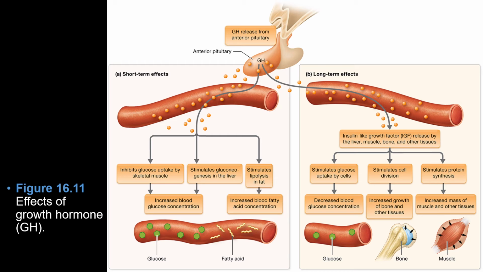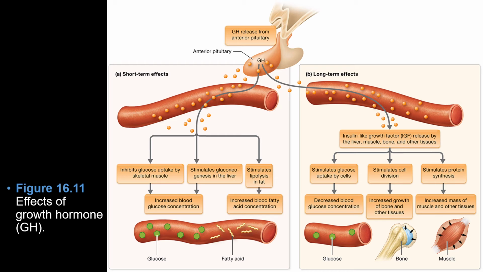And essentially, that's good for creating those raw materials to be used by cells. Now, the long-term effects of growth hormone are not all mediated by growth hormone directly. Instead, growth hormone will act on the liver and other target tissues to promote the production of a hormone called insulin-like growth factor. And its name reflects the fact that it functions very similarly to the hormone insulin, which we'll discuss later.